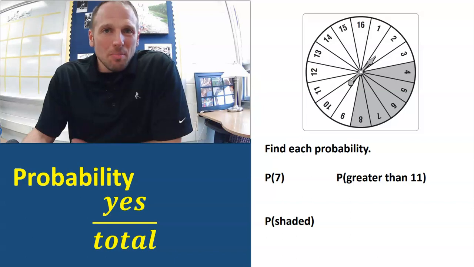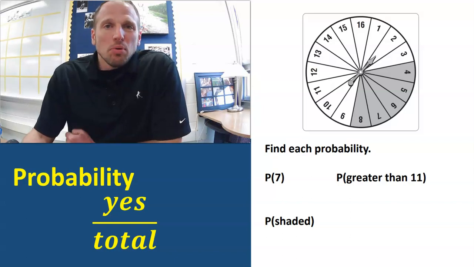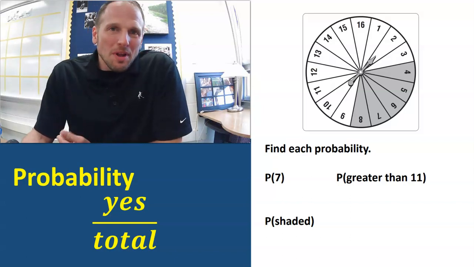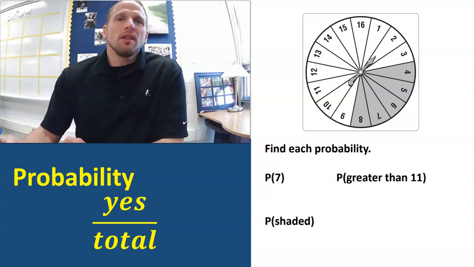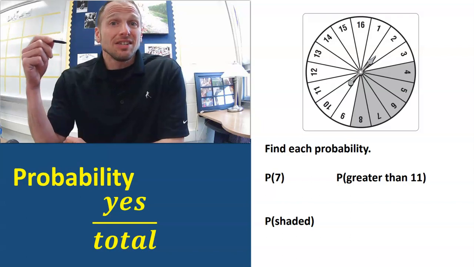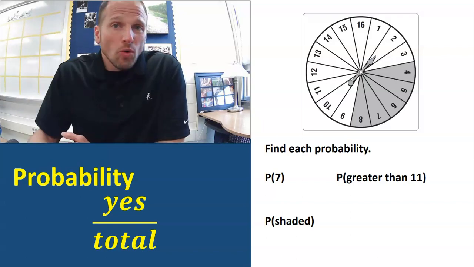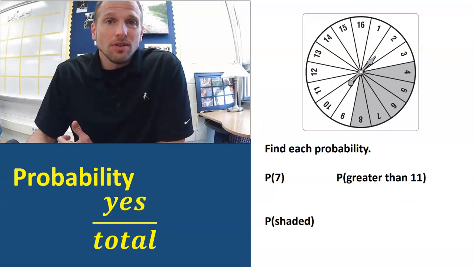Today we're going to be talking about probability. So probability, I kind of wrote it down there. It's basically we find it by making a fraction and putting the number of ways that yes, it could happen over the total number of ways that it could come out.